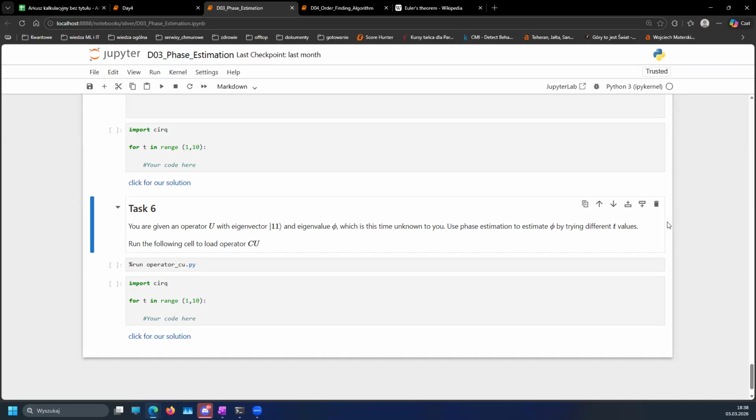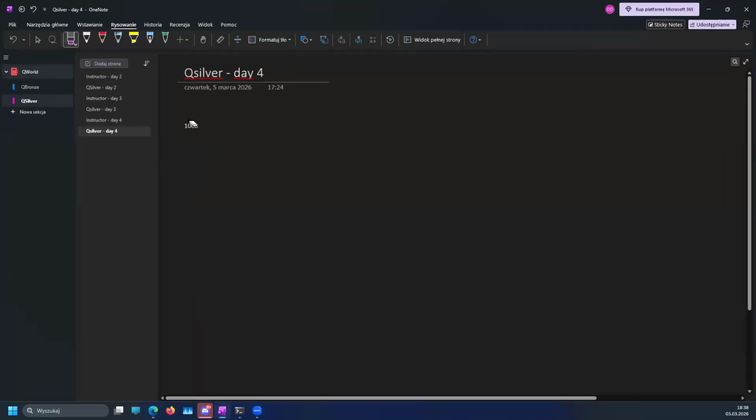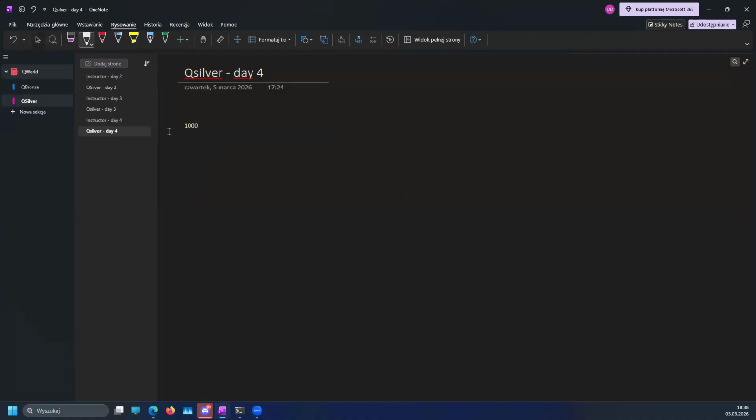Okay, so now let's move to the topic of the day. So, order finding algorithm. I will switch here. I will make a very brief introduction to RSA encryption and Shor's algorithm. Tomorrow I will talk more about this.